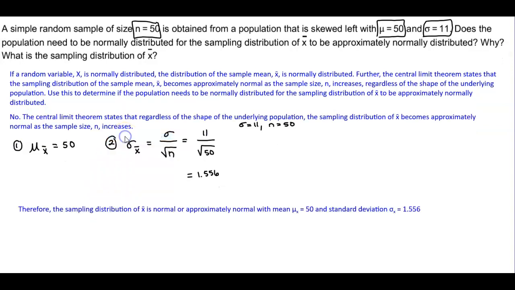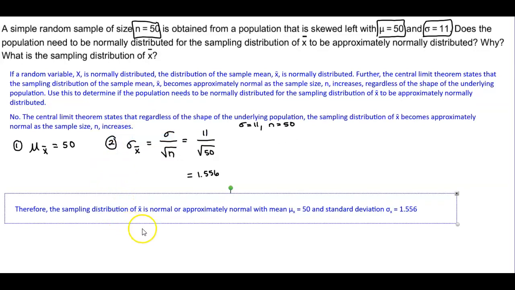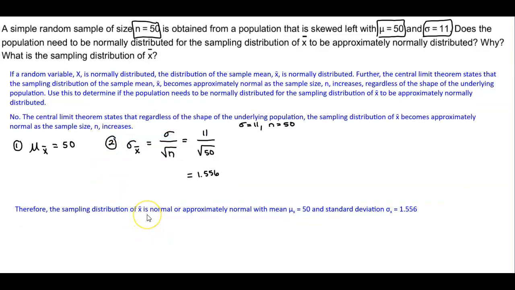And so therefore, we can say that the sampling distribution of the sample mean is normal, or approximately normal, with a mean of 50 and a standard deviation of the sample means of 1.556.